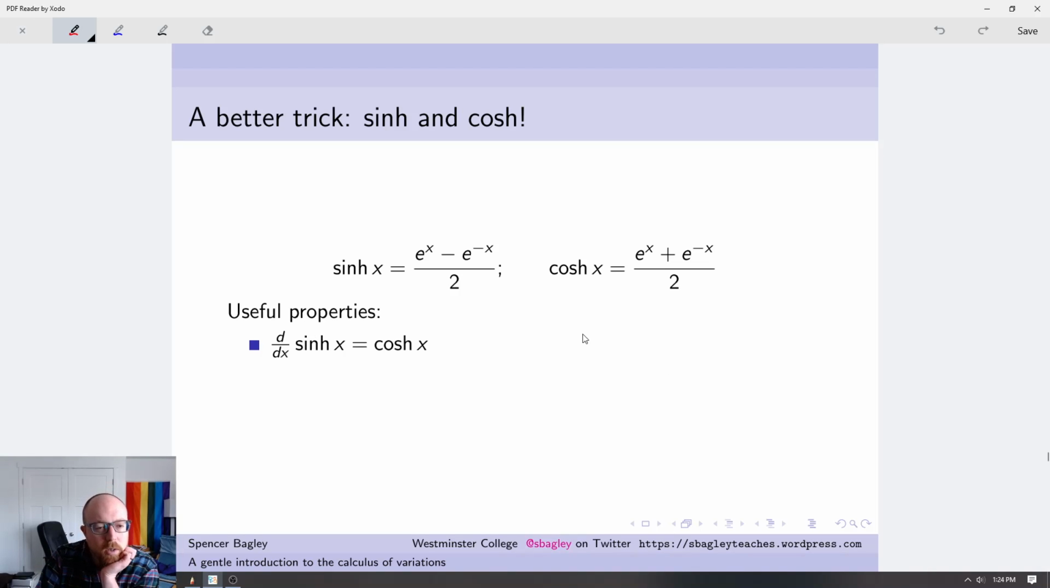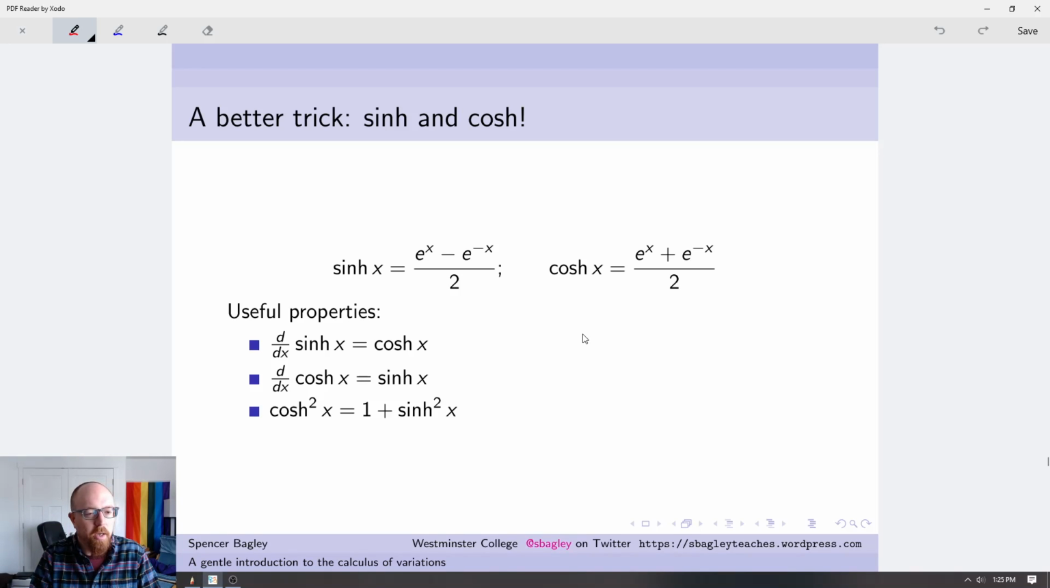If you take the derivative of sinh, you get cosh. And if you take the derivative of cosh, you get sinh, which is like one step nicer than the relationship between sine and cosine's derivatives. And there's also sort of a Pythagorean-ish identity going on here as well, which is this. The square of cosh is equal to 1 plus the square of sinh. So this is close to the Pythagorean identity for sine and cosine, but sort of things are in different places.